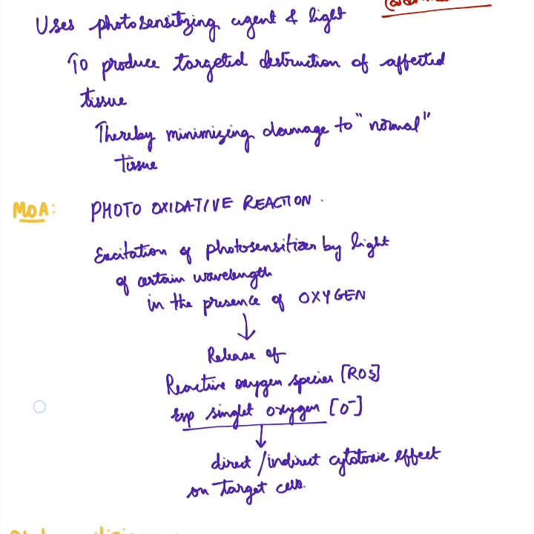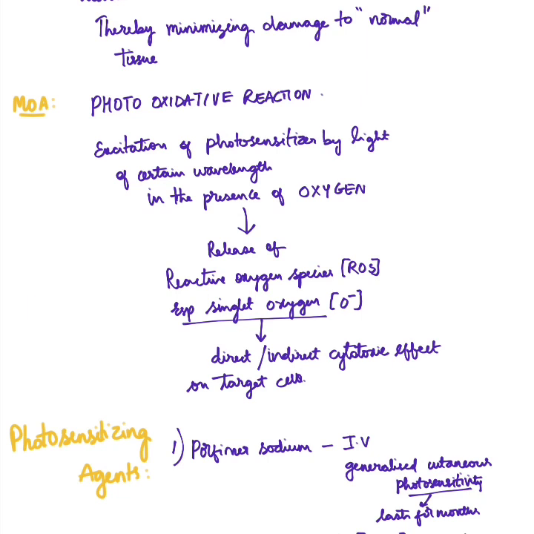Coming to the mechanism of action, it acts by a photooxidative reaction, where excitation of the photosensitizing agent occurs after irradiating it with light of a certain wavelength in the presence of oxygen. This leads to the release of reactive oxygen species, especially singlet oxygen, which has a direct and indirect cytotoxic effect on target cells.